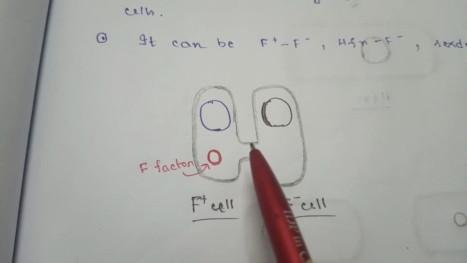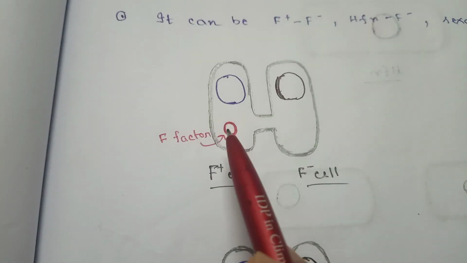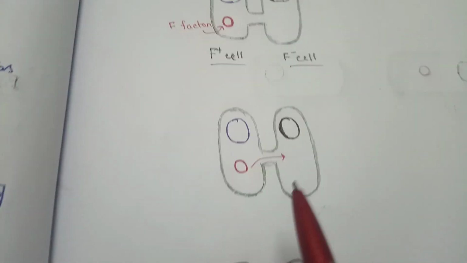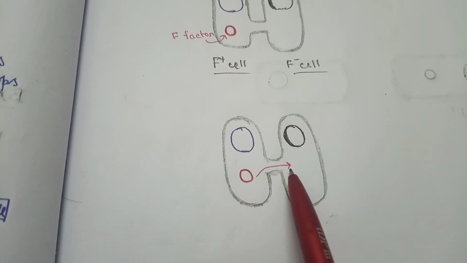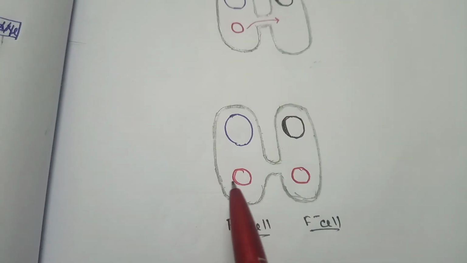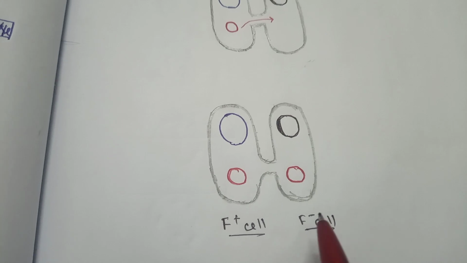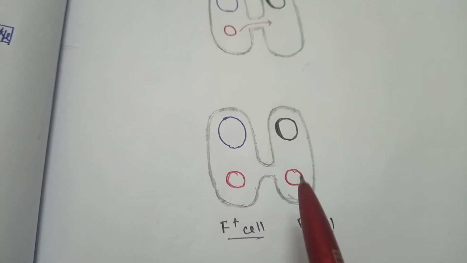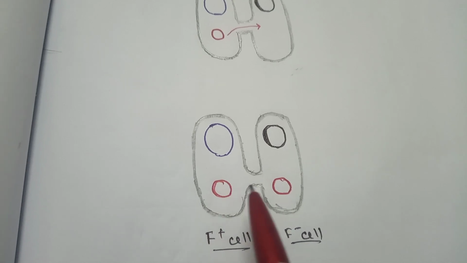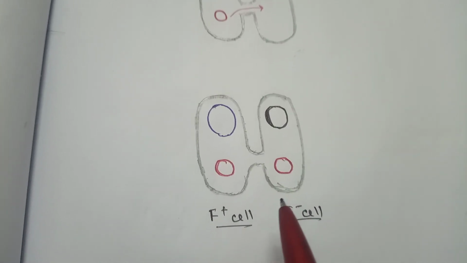So after creating this mating bridge, what will happen? One copy of the F factor will transfer to the F minus. Here you can see one copy is going to the F minus. So finally, the F plus cell remains F plus as it was, and this F minus cell turns into F plus as it received one copy of the F factor from the F plus cell.